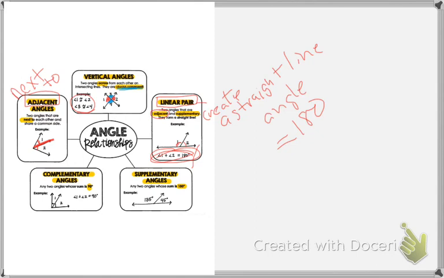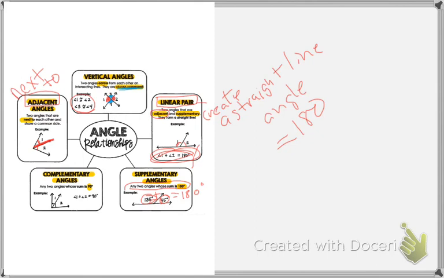So, I guess I'll start off with supplementary first. Supplementary angles are two angles that add up to 180 degrees. Here's an example, 135 and 45. Add both of those together and you will get 180 degrees.